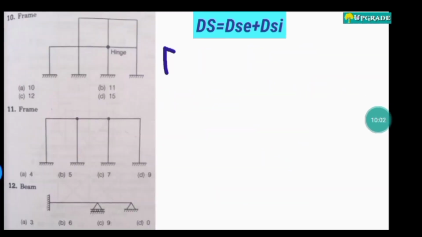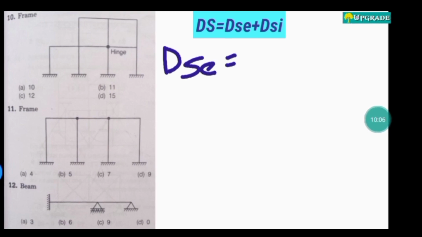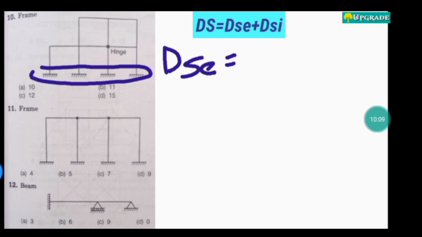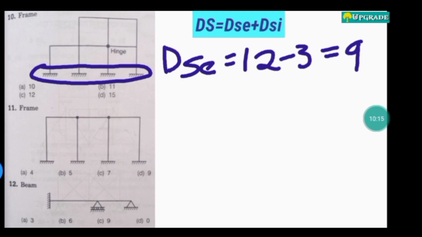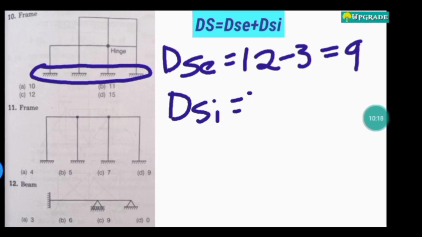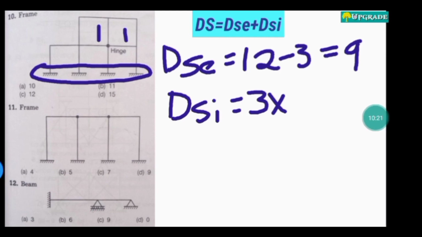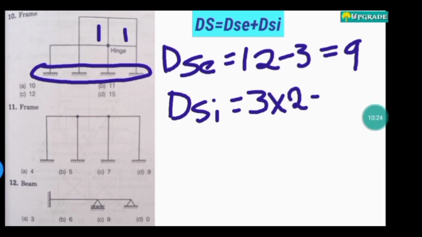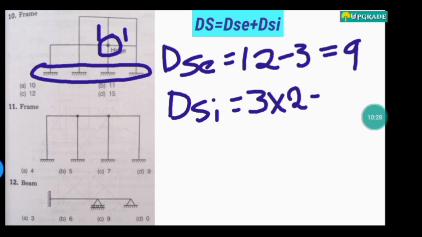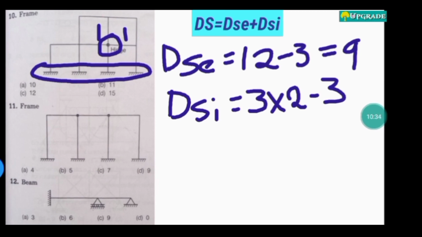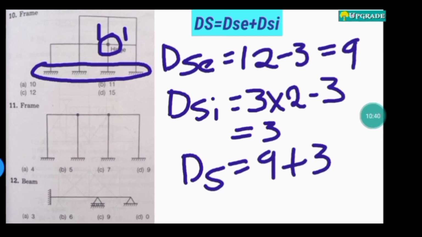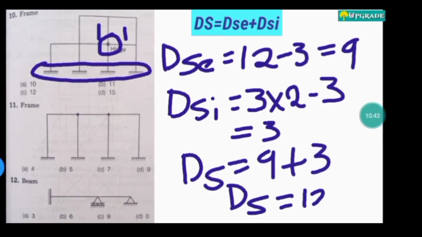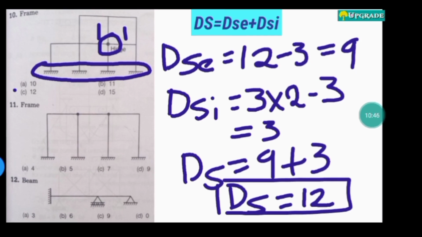So question number 10. So DSC. So our reactions. So all supports are fixed. So therefore 4 3s are 12. So minus 3. So the answer is 9. And DSI. So 3 into C value 1, 2. So 2 closed loops. So that is 2. So minus released reactions. So this hinge connected to 4 members. So therefore 4 minus 1. So that is 3. So 3 into 2 is 6. 6 minus 3. Answer is 3. So therefore DS equal to, so 9 plus 3. So therefore the DS will become 12. So option C is correct.